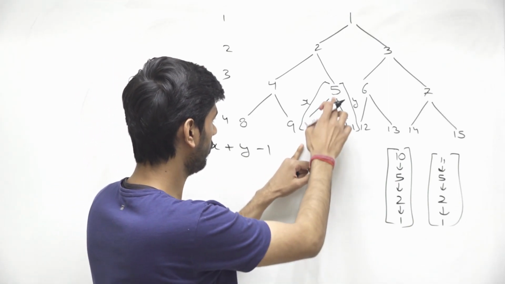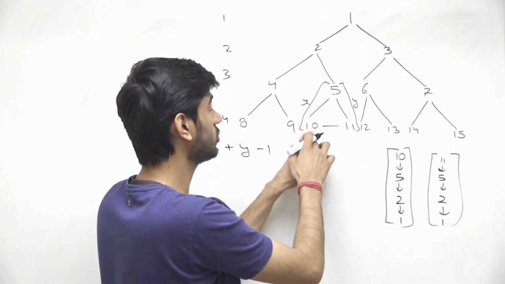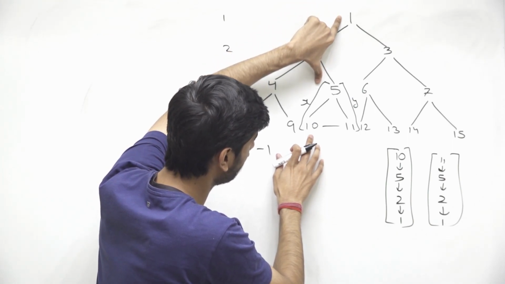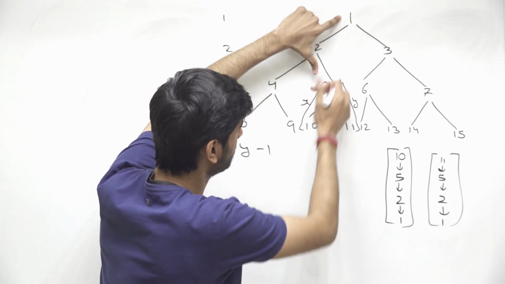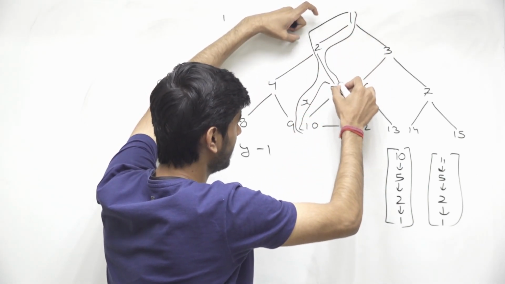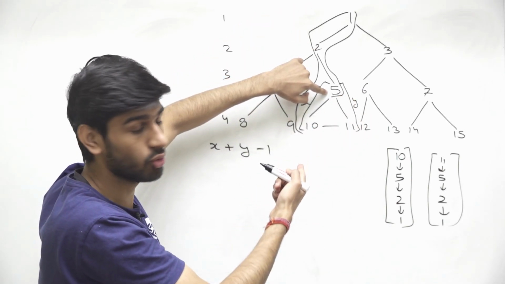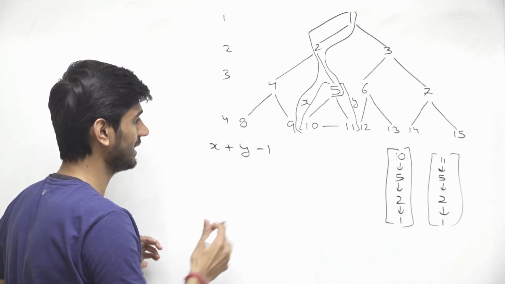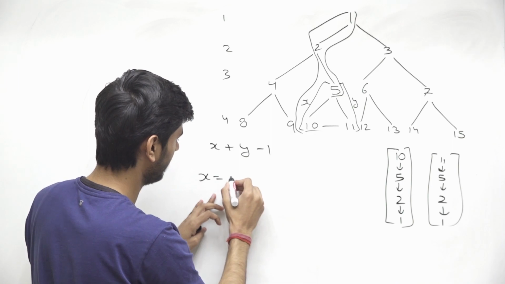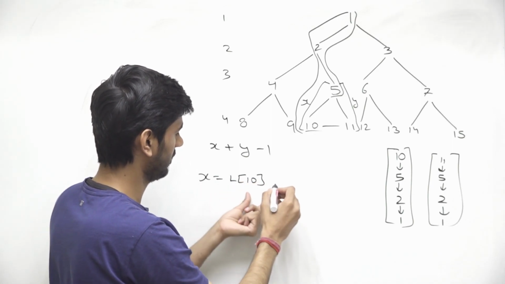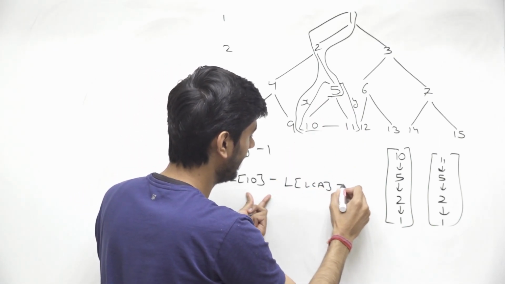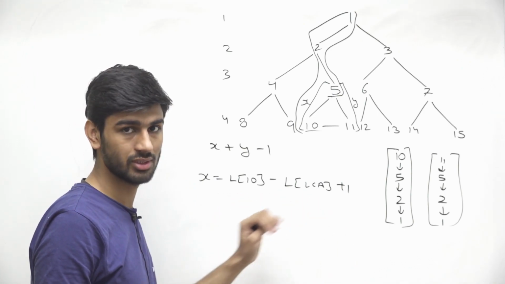So now one more thing. Can we say that the number of nodes in this particular path from 5 to 10 is equal to the number of nodes that we have from 1 to 10 minus the number of nodes that we have from 1 to 5, plus 1? Why plus 1? Because if from this particular path we are reducing these many nodes, then 5 will also be excluded, but we want to include 5, right? So we can say that x will be equal to the level of 10 minus the level of LCA, and then plus 1. Alright, so x will be equal to this particular thing.